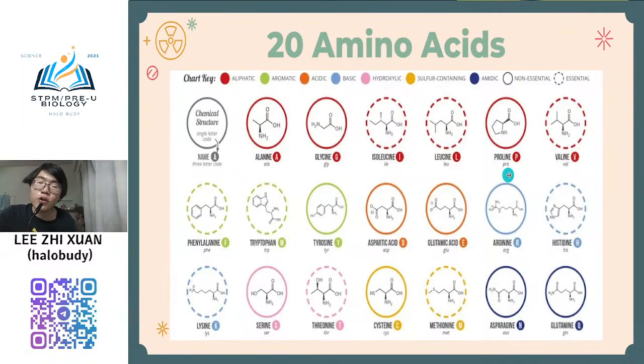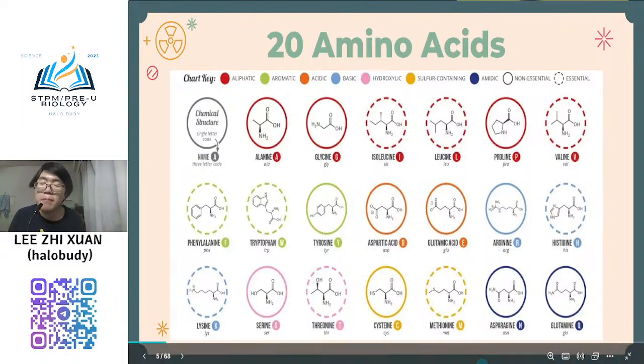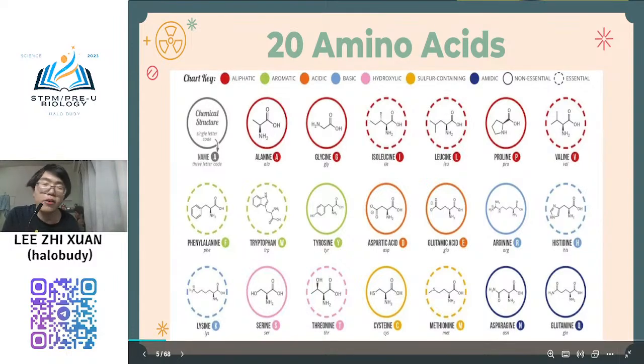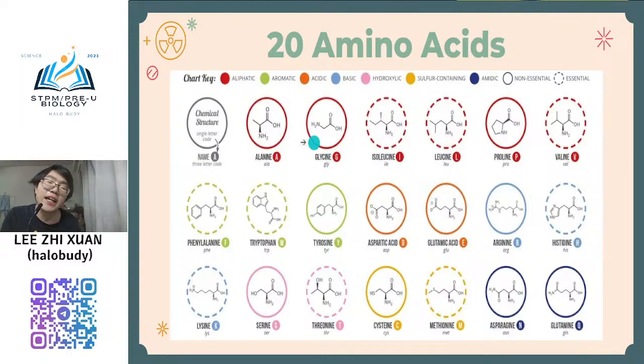Okay. So these are all the 20 types of amino acid that you need to know. According to the SPM syllabus, you should memorize all. But I think you are human, right? No one can memorize. Even me, I cannot memorize. I can only memorize glycine, because glycine is the most basic one.